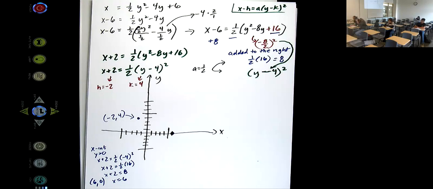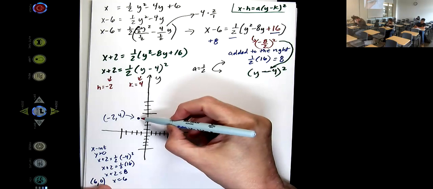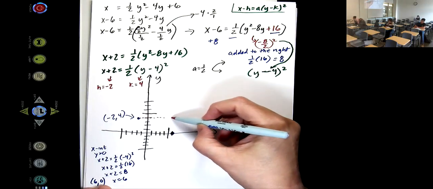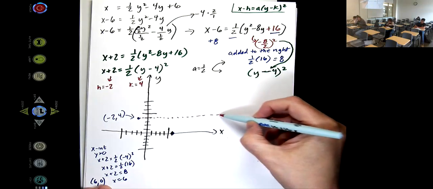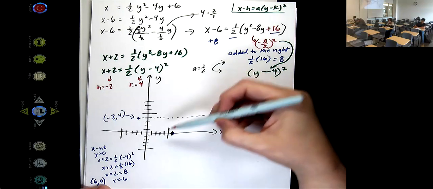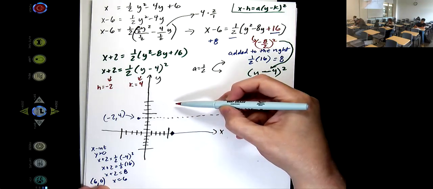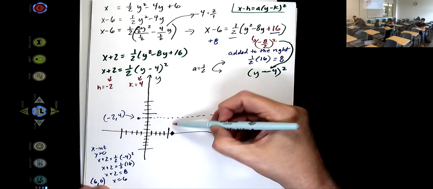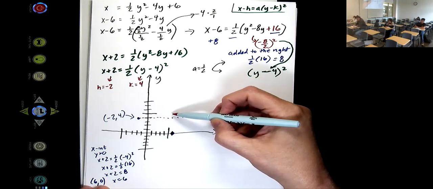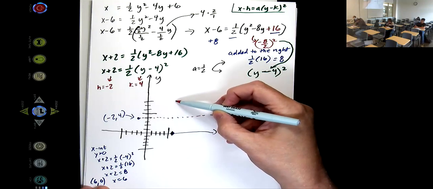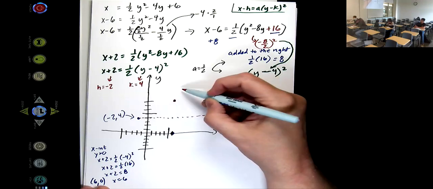I'm going to use some symmetry right now. I know this opens to the right because my A is positive. This should mirror above it, and this one is down 4, so this should be up 4. 1, 2, 3, 4. By symmetry.